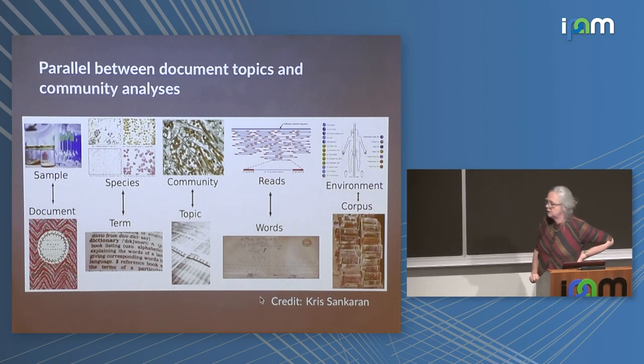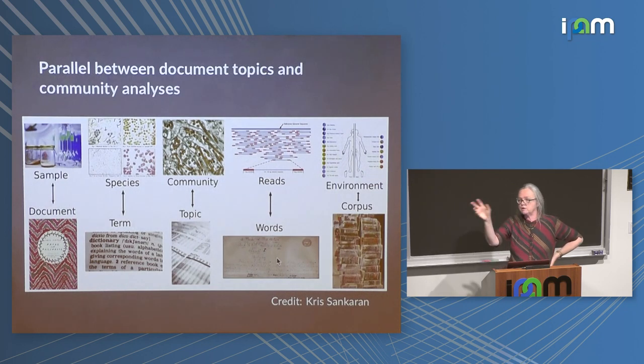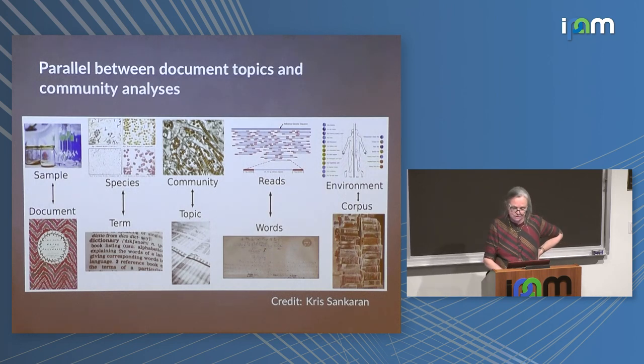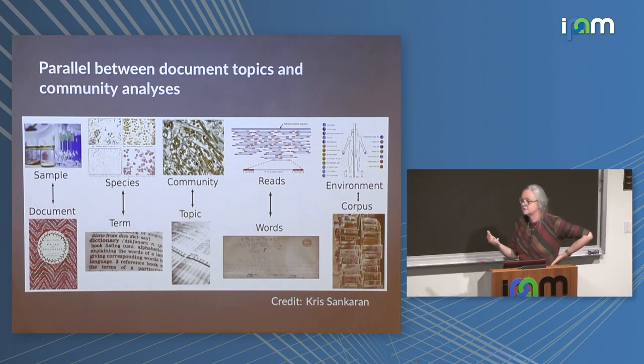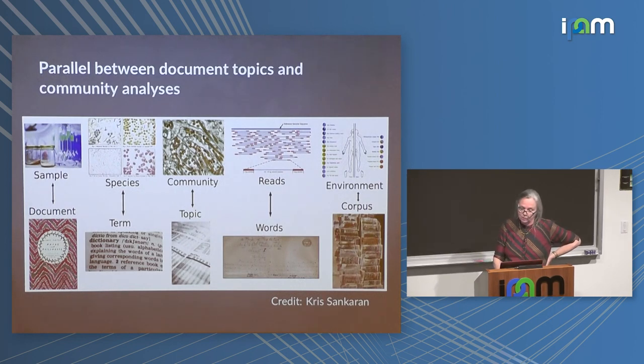in which a term is the equivalent of a species or a strain, and the reads are like the words that occur in the text. So words can have several forms and they can be associated to the same term. And instead of a topic, I'll call it a community, but you could call it a guild, because that's what it is. It's co-occurring bacteria, which you see appear together in symbiosis. And then the whole environment is like a corpus of texts.